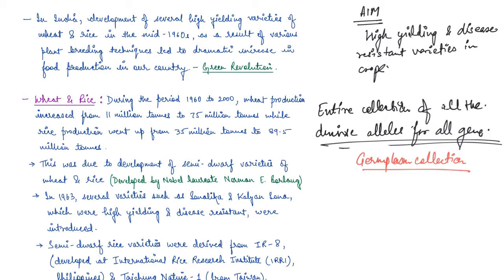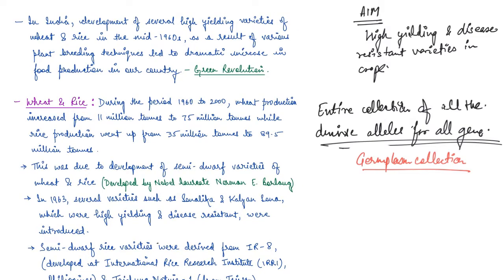In case of wheat and rice, in the period between 1960 to 2000, the wheat production increased from 11 million tons to 75 million tons. In the same way, rice production went up from 35 million tons to 89.5 million tons. As our population was increasing, the demand for these basic crops was increasing, and in order to meet that, it was not possible through the older way of agriculture.